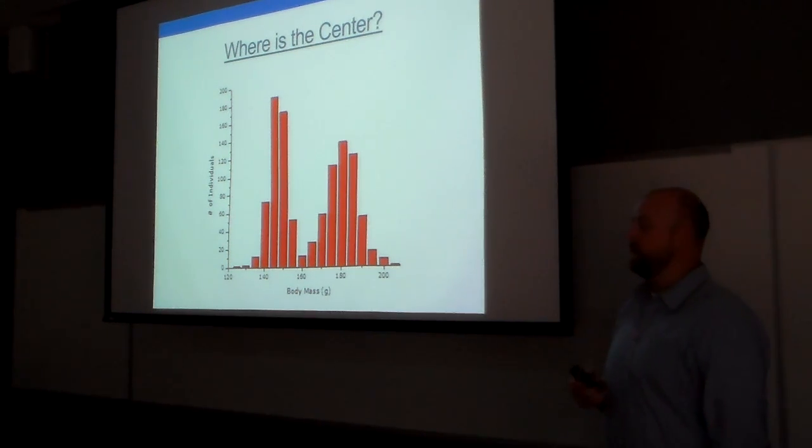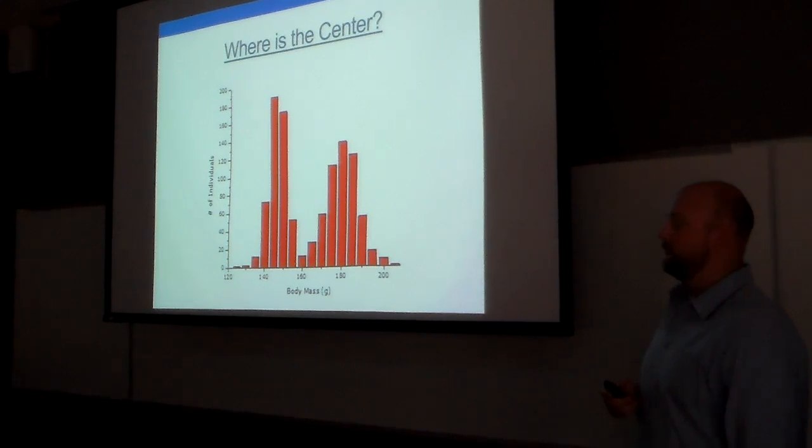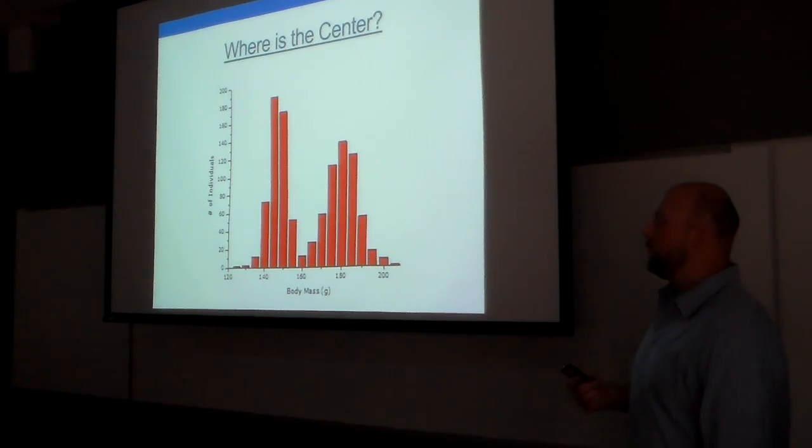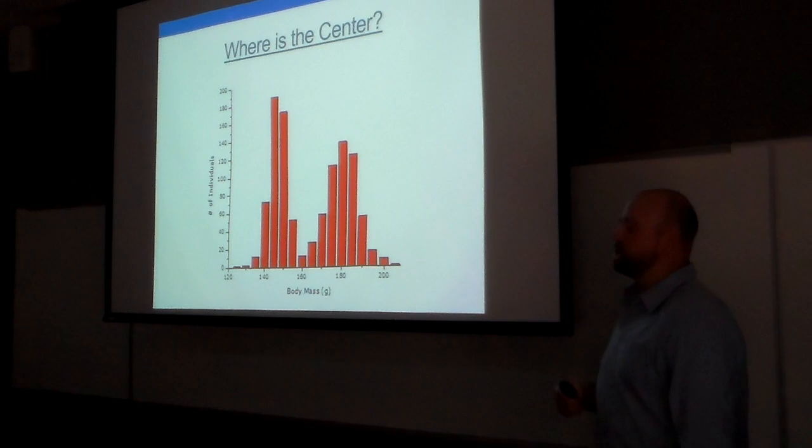What do you think? That most people fall between like 140 and 150. Okay. Well, what might produce a distribution like this if you're measuring people's weight? Any ideas? Yeah.